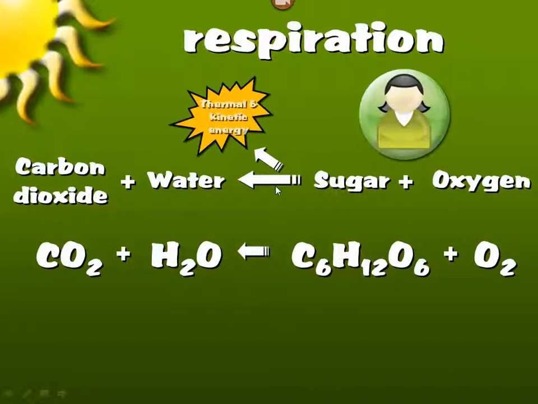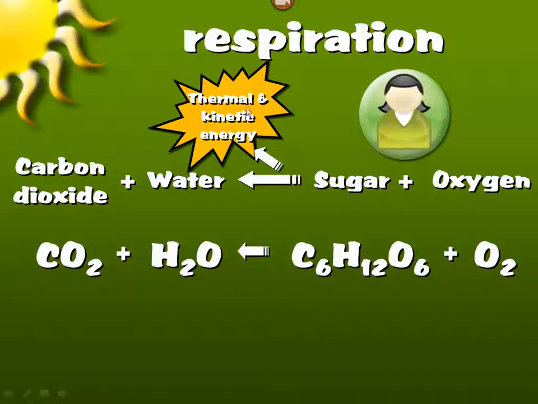And what happens is we get a whole bunch of energy out of it. Instead of putting energy in, we get energy out. The arrow's going the other way now. So we get thermal energy to keep us warm, kinetic energy to keep us moving, and then as products, in terms of what happens to the atoms, they get rearranged, and we produce carbon dioxide and water.